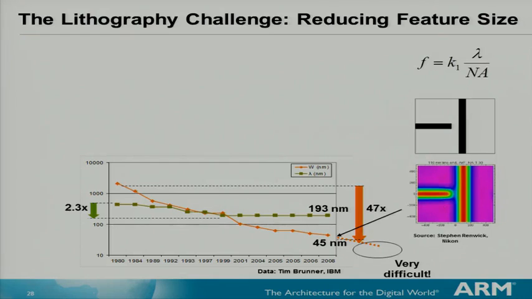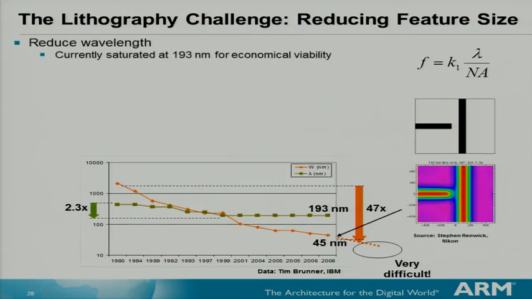And in this plot here, it shows the wavelength of light used across the last 2 decades, and the reduction in feature sizes. And as you can clearly see, the wavelength of light has been pretty much constant in the last decade at 193 nanometer, and that's mainly because of economic viability. EUV is just around the corner, and it's been like that for the last few years, and we're not really sure at which technology node EUV is going to be introduced.